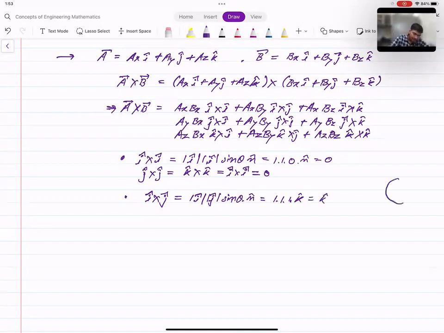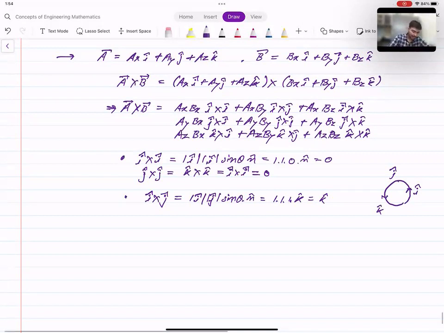For the convention, we can follow either the cyclic clockwise or anti-clockwise system. Let us say we are following the anti-clockwise one. If we have i, then j, then we will have k cap here. That means i cross j results in k, j cross k results in i, and k cross i results in j. If the order is changed, the sign automatically changes to indicate the reversing of the vector.